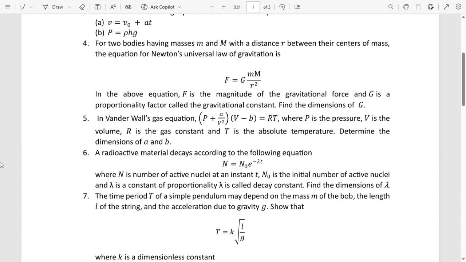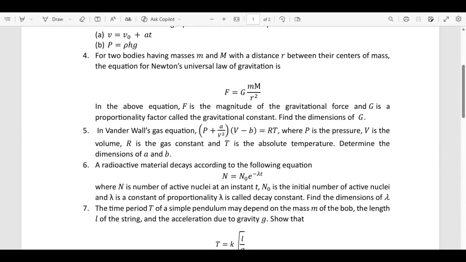Anyone to give it a try? Anyone, guys, just to give it a try. There's no sin in trying. How would you solve question 5 in your own ways?